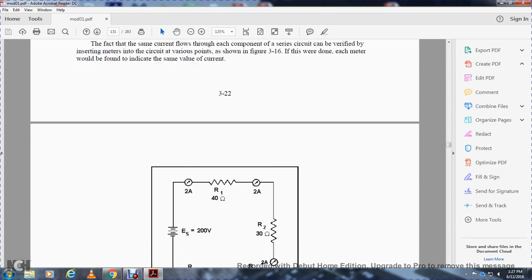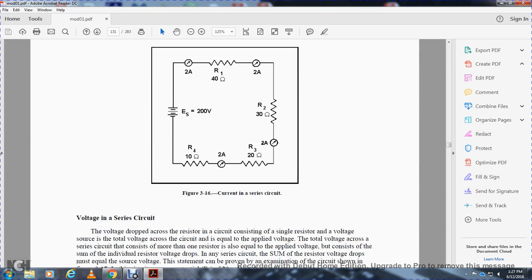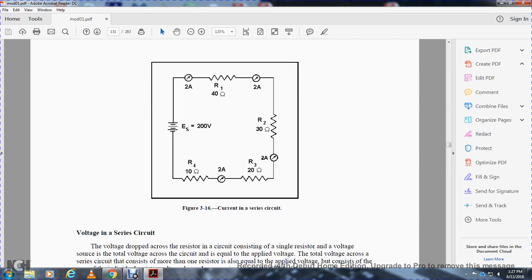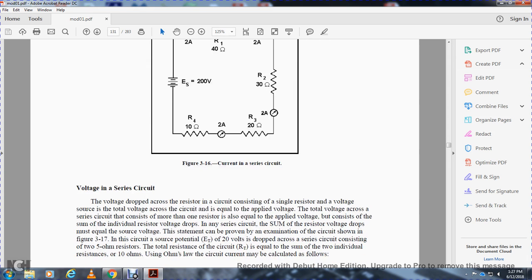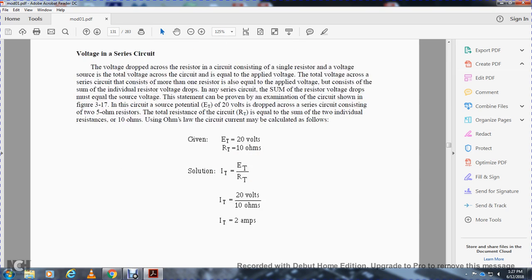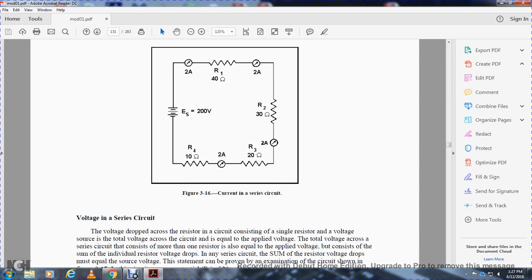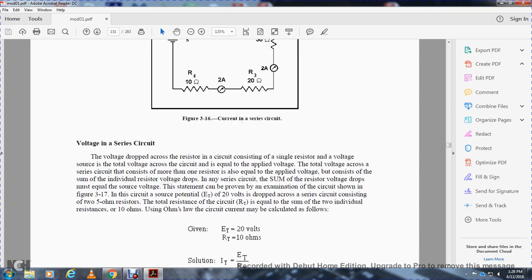I'm pretty sure these are voltages in series. The resistors are given the values of 10, 20, 30, and 40. You have 2 amperes, 3 amperes, 4 amperes, and a resistor of 30. So you got 10, 20, 30, 40, and amperes at 200 volts.